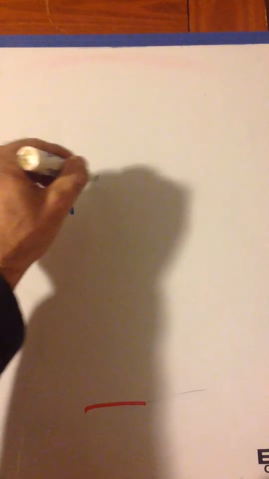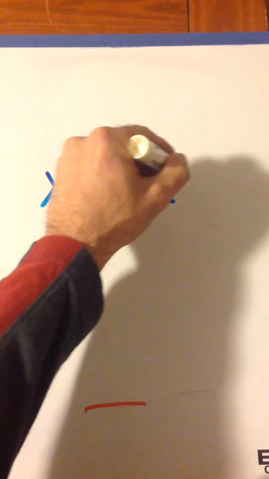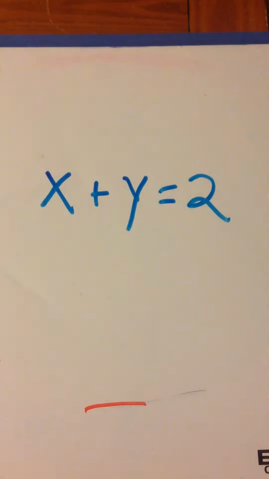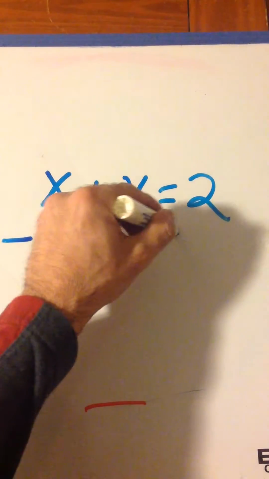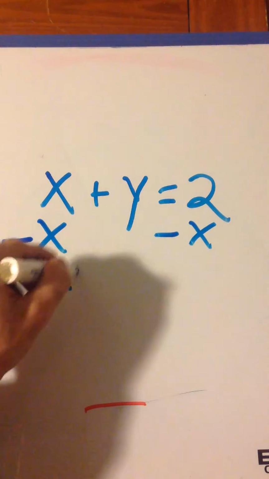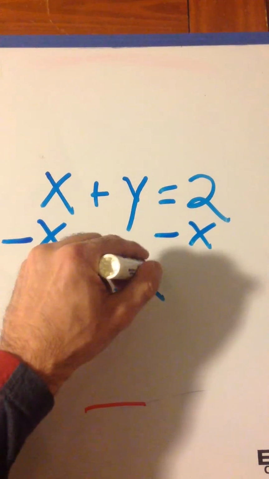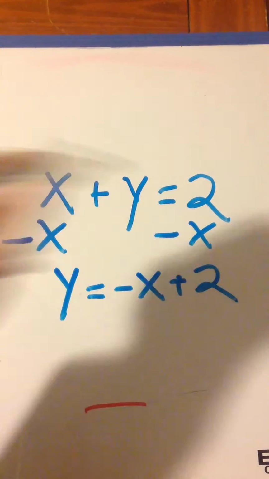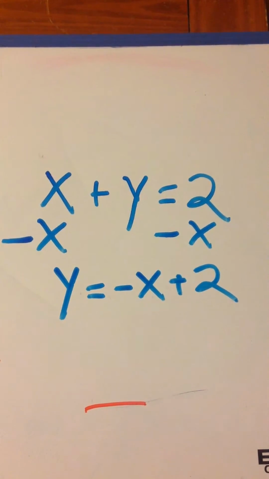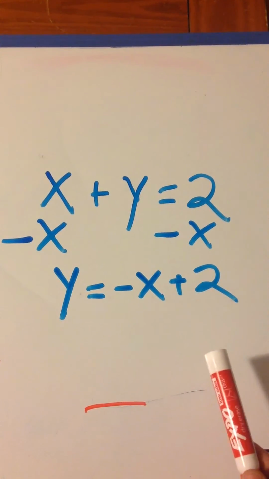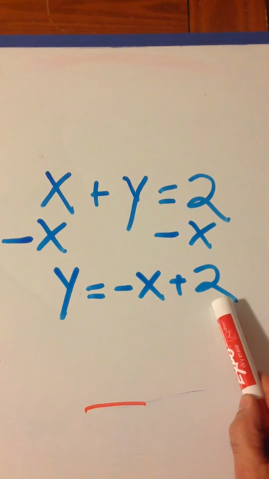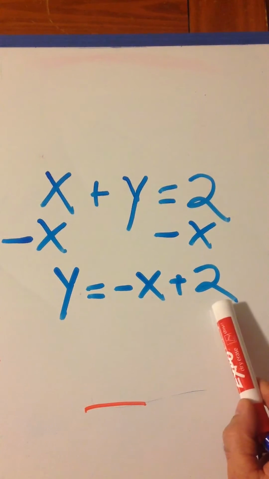We're looking to cancel an x or a y out. Another review here. We have x plus y equals 2. That is in standard form. That's the standard linear equation. To get slope-intercept form, you just minus the x on both sides, and you're going to have y equals negative x plus 2. And when we have a linear equation in slope-intercept form, we know the 2 is the y-intercept, so this will cross at 2.